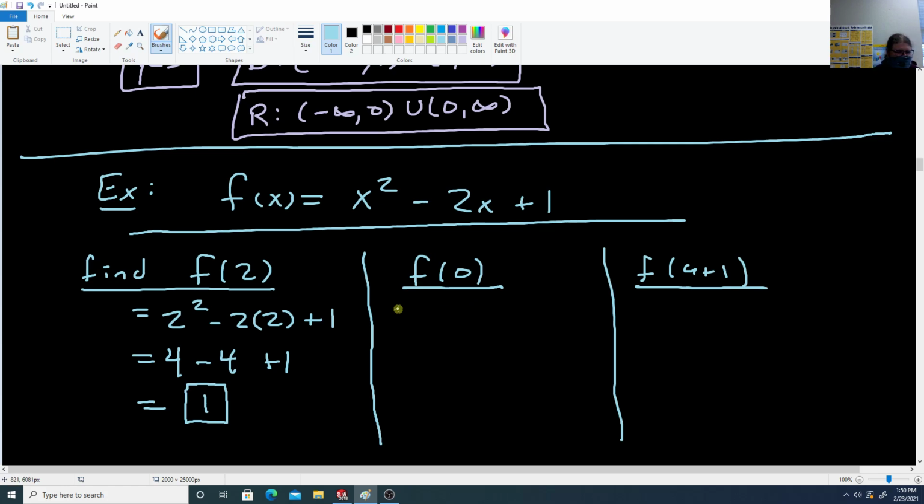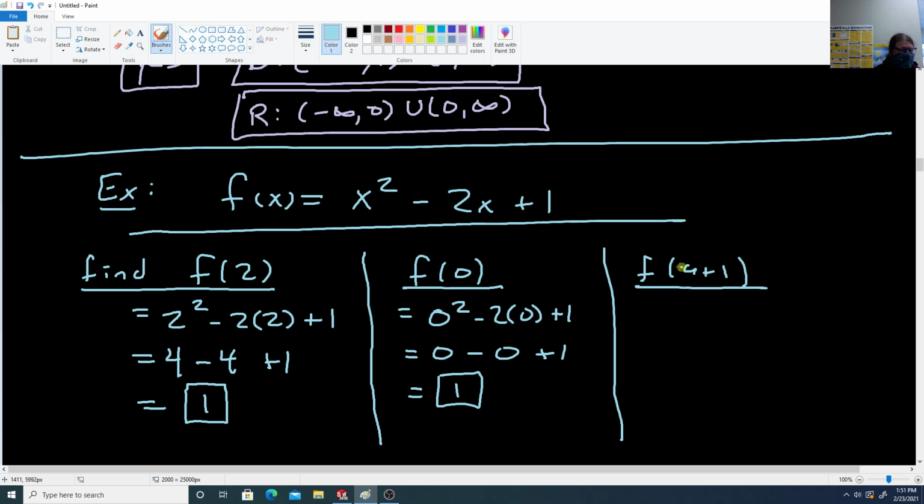Then for f of 0, this is going to be 0 squared minus 2 times 0 plus 1. 0 squared is 0. Negative 2 times 0 is minus 0, plus 1. And we happen to just get 1 back again. If I wanted f of 3, I would replace the x's with 3 and solve it out.